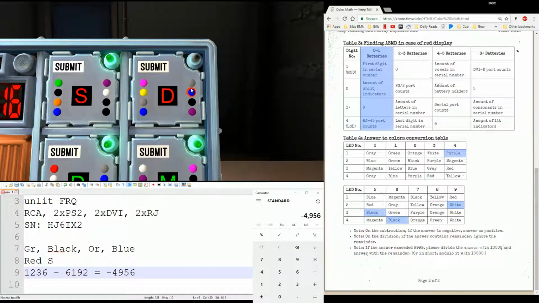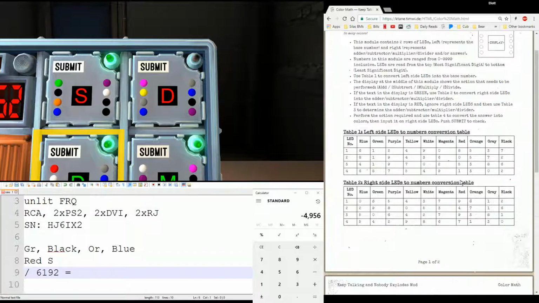Let's look at this division real quick, because I'm kind of curious now. 6192 is still going to be our last number. Which tells me the answer is going to be 0. But let's go ahead and look. The first part is magenta, zip, yellow, gray, blue, which is 0486. So 486 divided by 6192, any number divided by something bigger than it, it's going to give you a decimal. This is actually going to give you a decimal less than 0.1.